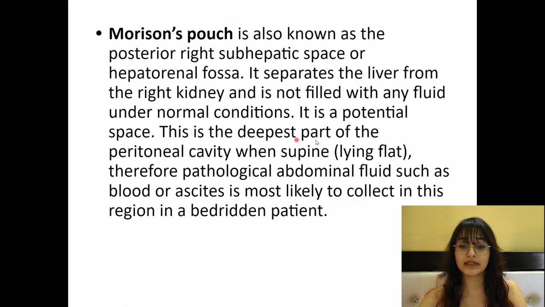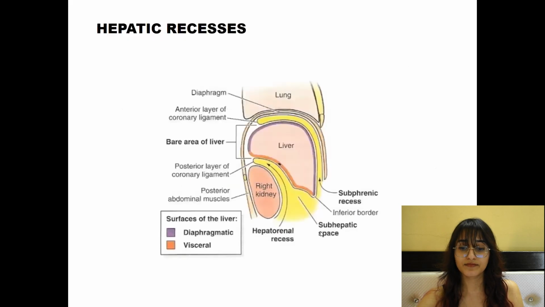This is the main part, the deepest part of the peritoneal cavity when lying supine. So all the abnormal fluid present in the abdominal cavity can accumulate here in Morrison's pouch. It is mainly seen in ascites, in bedridden patients. This is your Morrison's pouch.